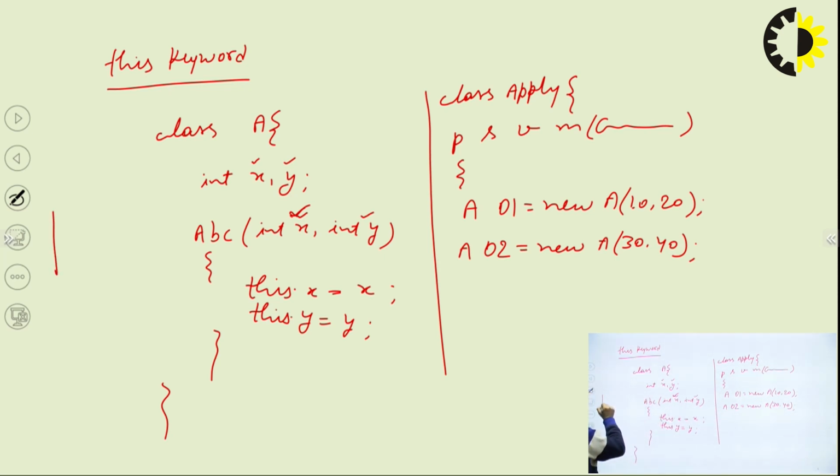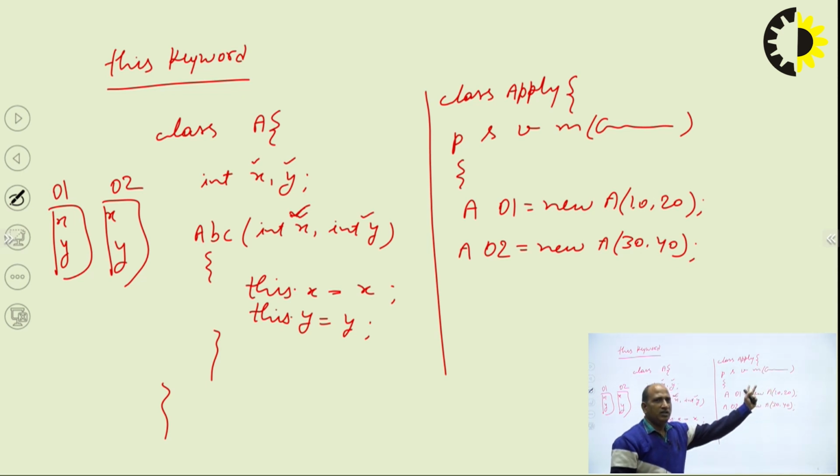And since each object O1 and O2 has its own copy of x and y, whenever this constructor A is called, this dot x means currently O1 ऑब्जेक्ट के साथ जो x एसोसिएटेड है, O1 ऑब्जेक्ट के साथ ये वाला x एसोसिएटेड है, इसमें असाइन कर दो ये वाली वैल्यू जो कि 10 आई है, तो यहाँ पे 10 will be assigned. सिमिलरली दिस डॉट y मीन्स करंटली जो ऑब्जेक्ट क्रिएट किया जा रहा है, अभी इस ऑब्जेक्ट की बात हो रही है, the y of this current object O1 should be assigned this y value. So this way 20 will be assigned to this.